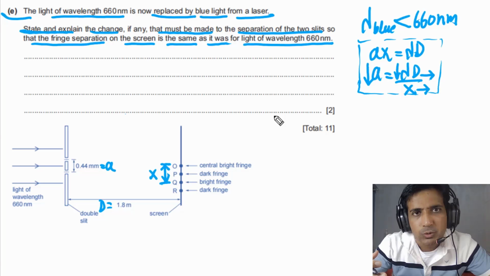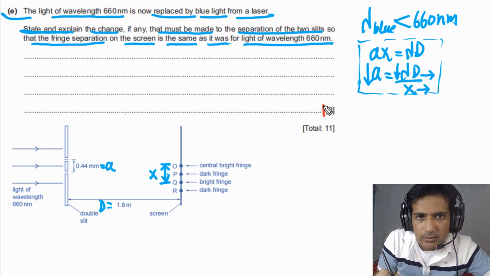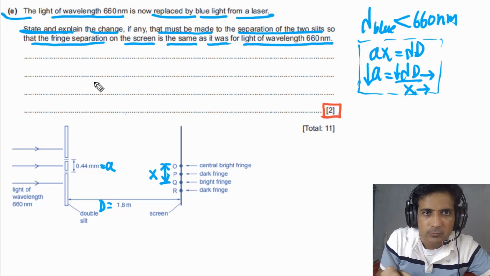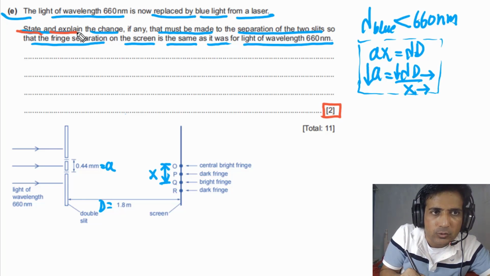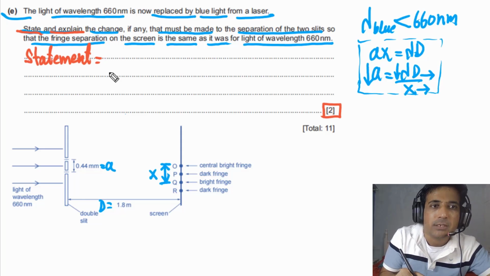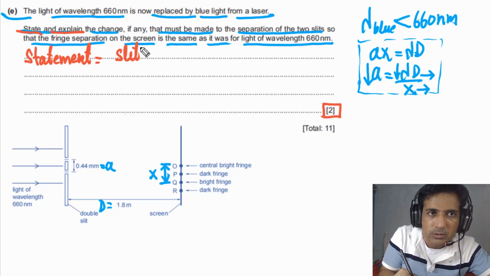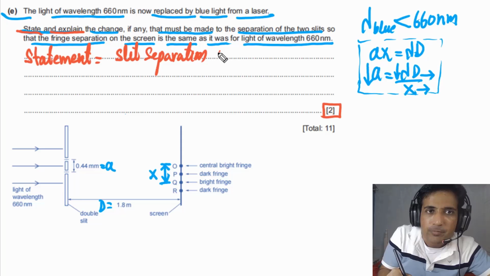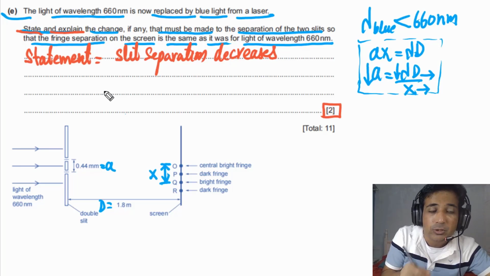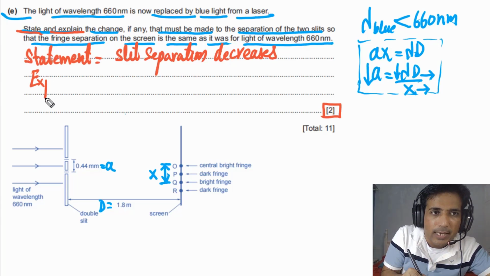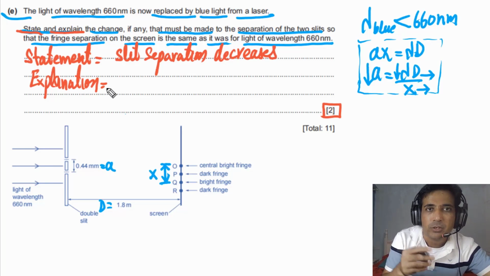Now, let me explain how you can write the answer for this question. This question has only 2 marks. For this question, you need to state and you need to explain. First of all, what you need to state is what kind of change has to be made to the slit separation. In this case, slit separation decreases. So this is our statement. And then we need to explain this, which means we need to write down an explanation.